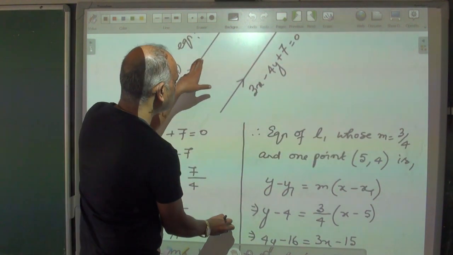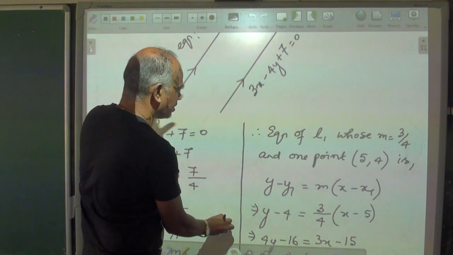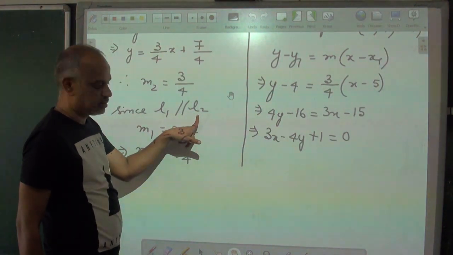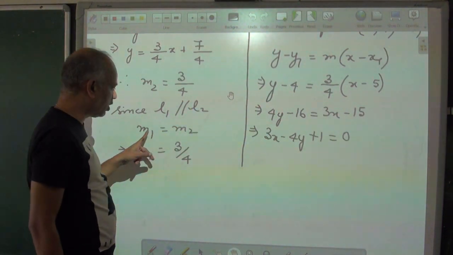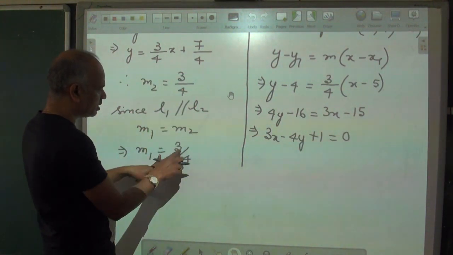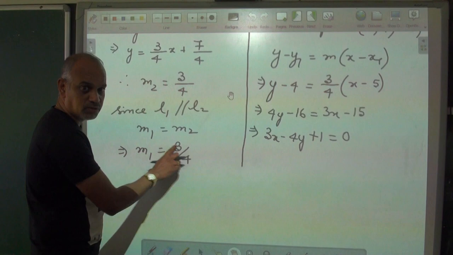What you know about these two lines is they are parallel. Remember that. Since line 1 is parallel to line 2, their slopes must be equal. M1 is equal to M2. So M1 is equal to M2's value, which is 3 by 4. So M1 is also 3 by 4.